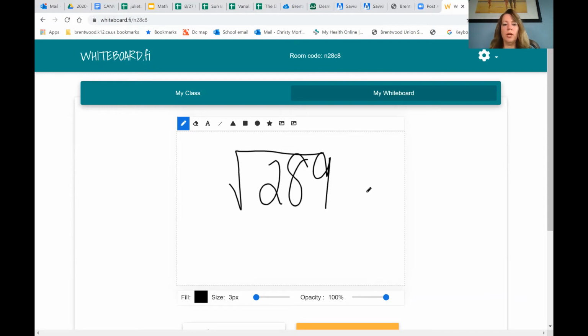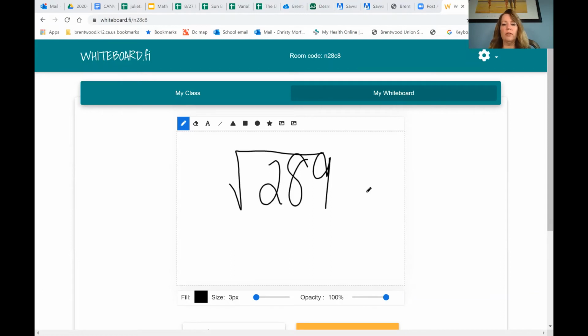Okay, I've opened up the chat. Please enter what you got on your calculator for the square root of 289. Oh, some of you were just waiting. 17, 17, 17, 17. All right, did anyone not get 17? And you need some help figuring out how other people got 17?